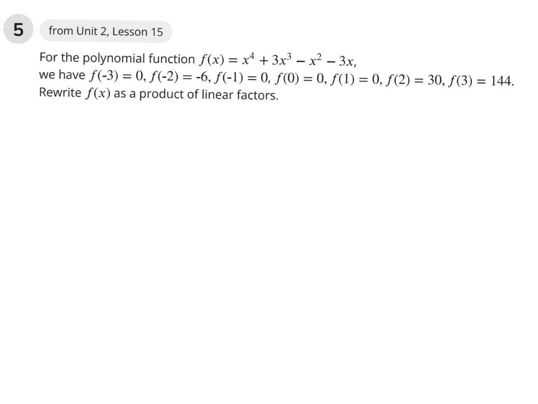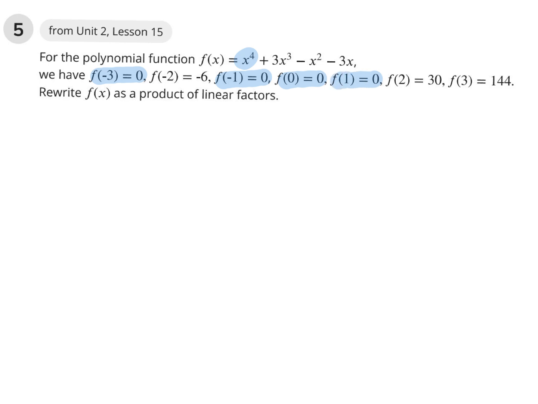Okay, let's look at our next problem. We have a polynomial with an x to the 4th, which means I should get 4 factors. So what I'm looking for is where y equals 0. Well, y equals 0, the function equals 0. So I have 1, I have 2, I have 3, and I have 4.